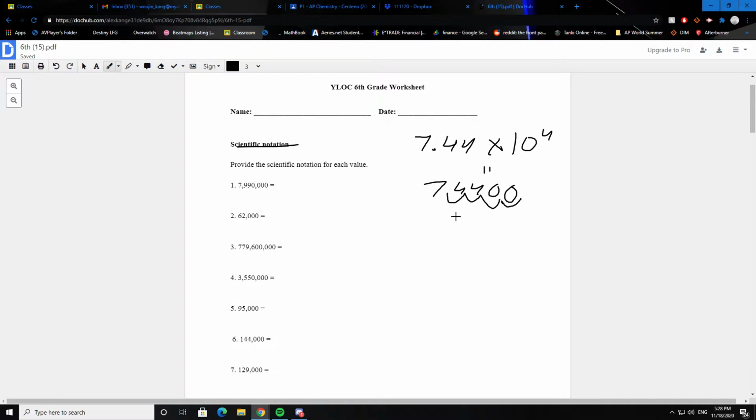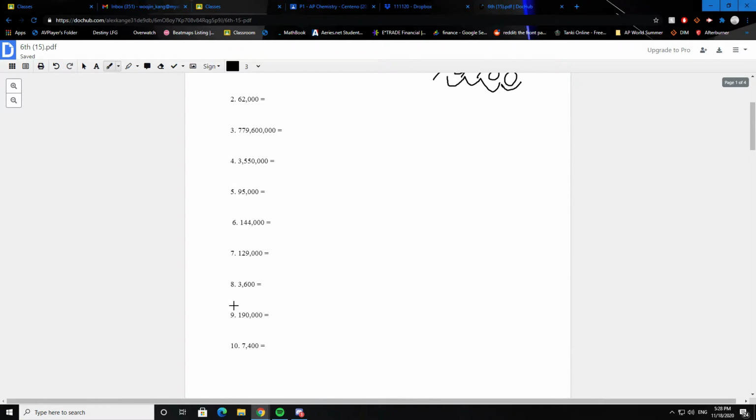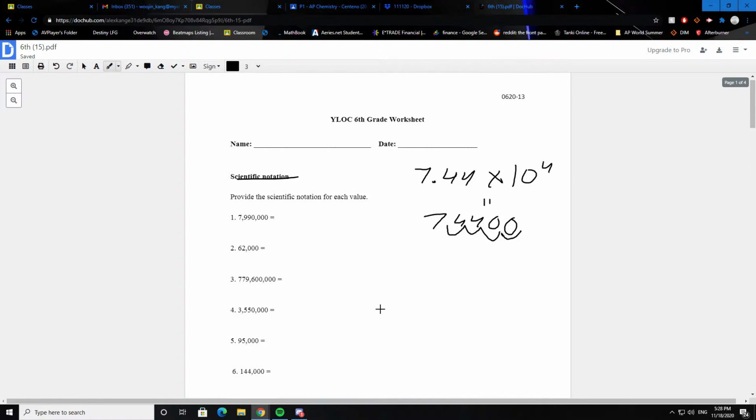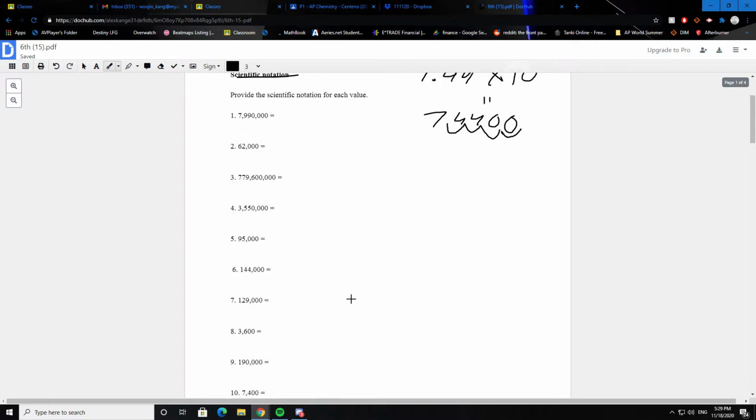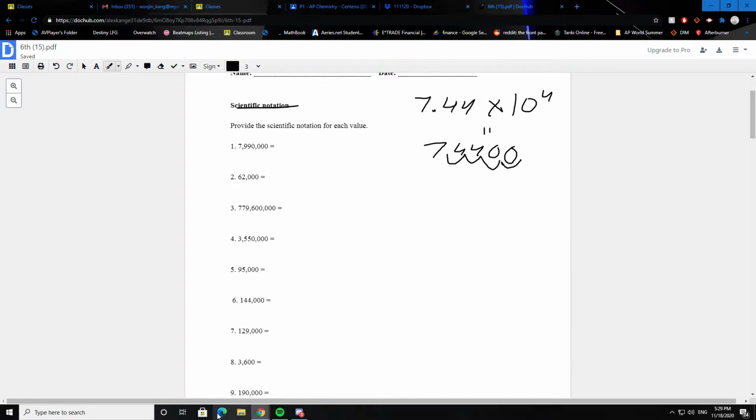It's pretty much the same thing. The reason why we do this is because some numbers become insanely big, like this one, and later on, like when you're doing stuff like chemistry, numbers can get very small or very big. So it's important to use scientific notation, because it really helps condense the amount of zeros you have to write. You don't have to write as many zeros at all.